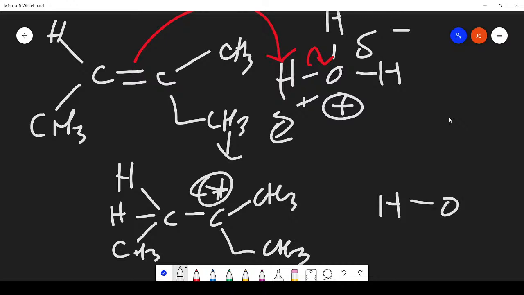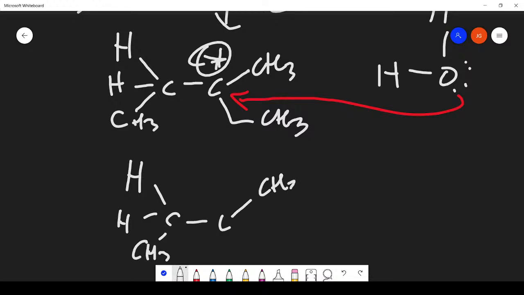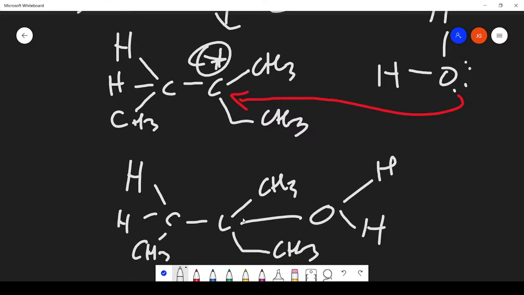Let me actually keep up the water. Remember how I said that water is like a decent nucleophile? So it can perform this attack. It can now perform this attack over here to the electrophilic side of this alkene, and we get CH3, and now we have this water attached. Now the thing is that water is kind of a free spirit.